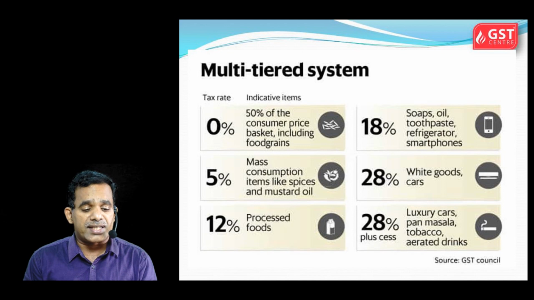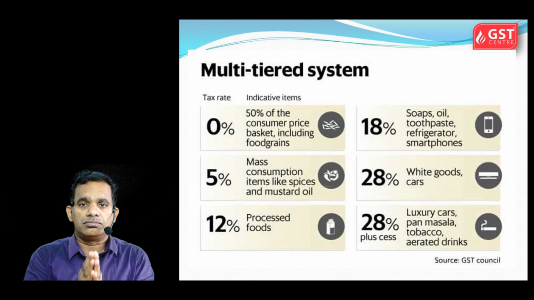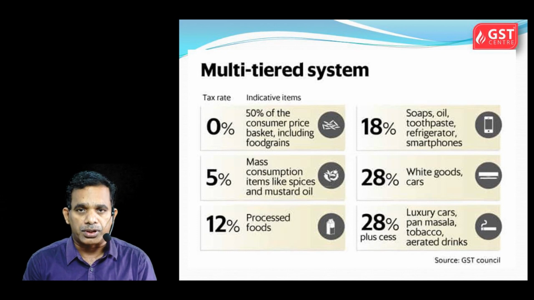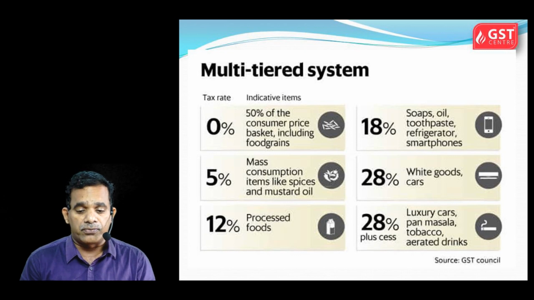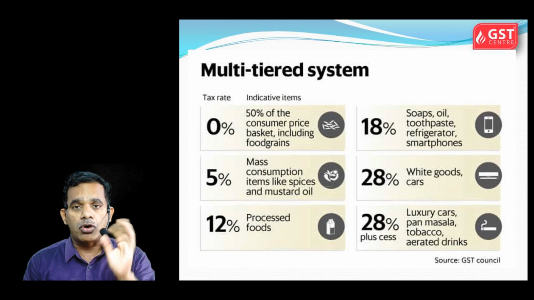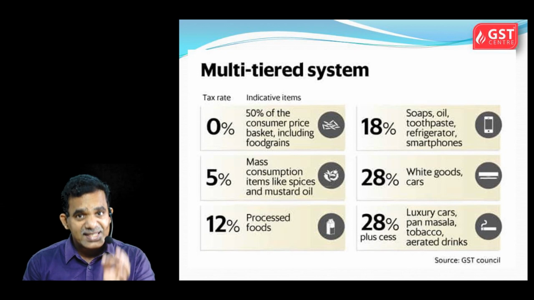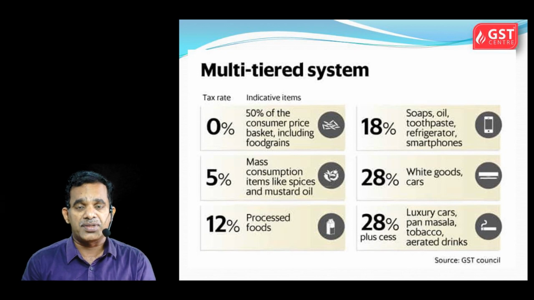The 0% tax rate is for normal goods, which are widely consumed, like food. Then 5% is for mass consumption items like spices and mustard oil or such items. Then 12% is for processed foods. Then 18% is for soaps, oil, toothpaste, refrigerators, smartphones, etc. 28% is for white goods or cars. Then 28% plus cess. We have seen what compensation means. So it is applicable on luxury cars, pan masala, tobacco, aerated drinks, etc.